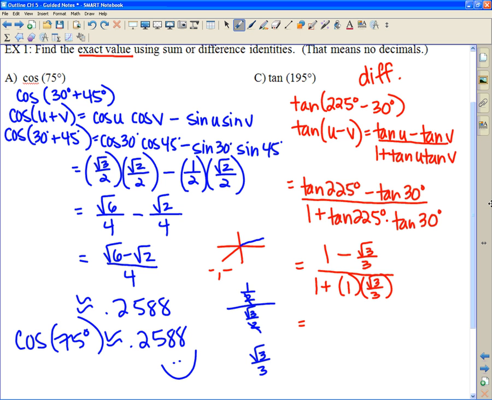Complex fractions means we need a common denominator on the top. So this is really 1 divided by 1. So I'm going to multiply it by 3 and 3 so that this is common. So I have 3 minus the square root of 3, all divided by the same denominator, 3.